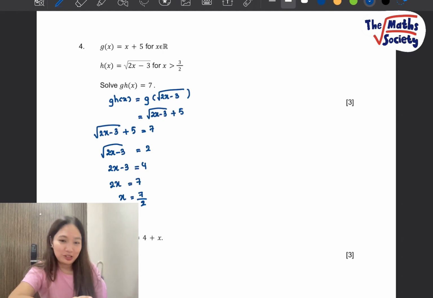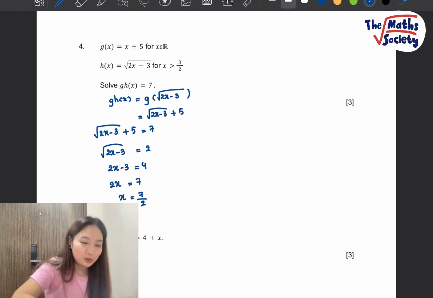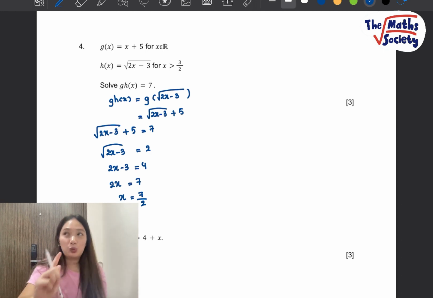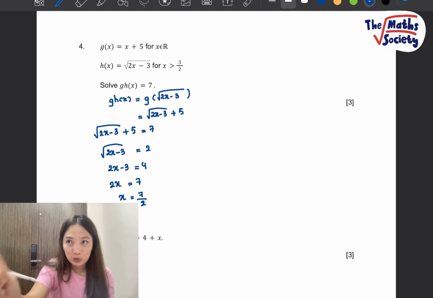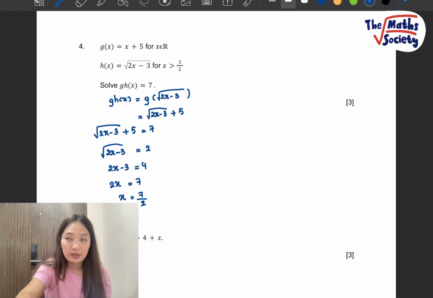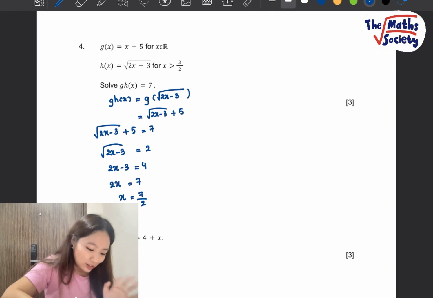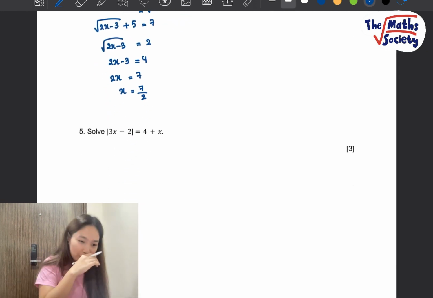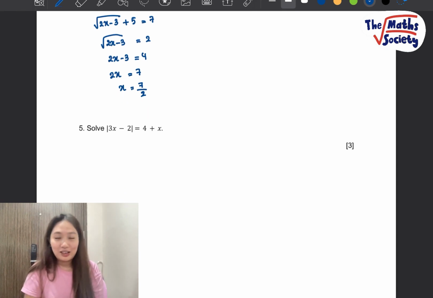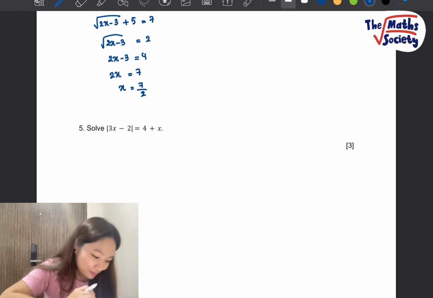I'm just double checking my answer, because sometimes when you move a square to the other side, it will become a square root, and then you will have to have two answers, plus and minus. Do not forget that. But in here, I did not move a square, I moved a square root, so that means I will only have one answer. So I think my answer is correct, hopefully, because I don't want to retake this video again.